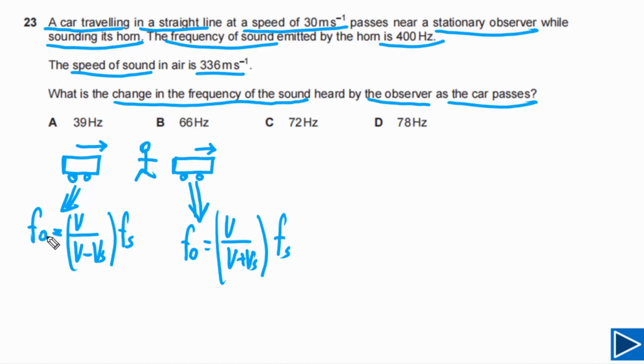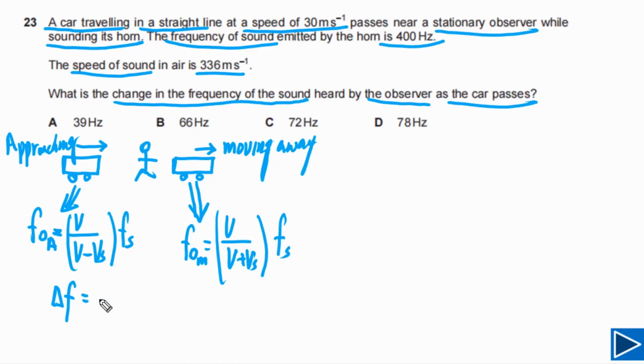So we need to understand frequency observed when the source is approaching will be greater than frequency observed when the source is moving away. So this is the case when it is approaching, and in this case the source is moving away. When the source is approaching, I will be using f0a for approaching, and when the source is moving away, I will be using f0f. Now simply we need to find the difference between these two.